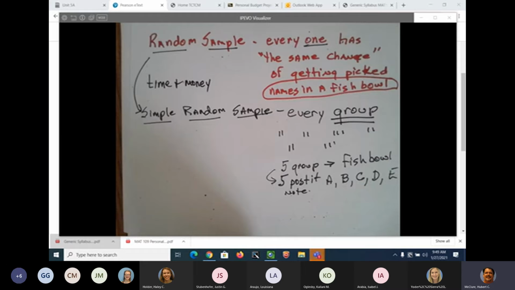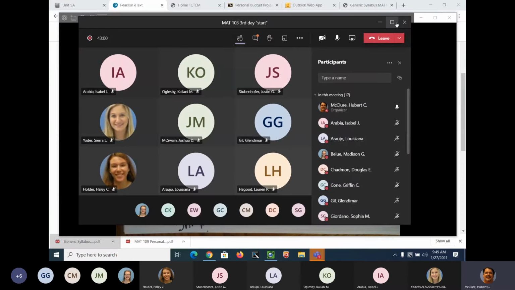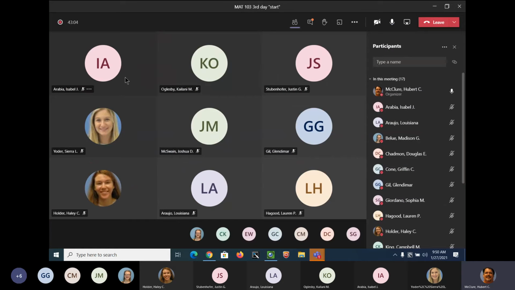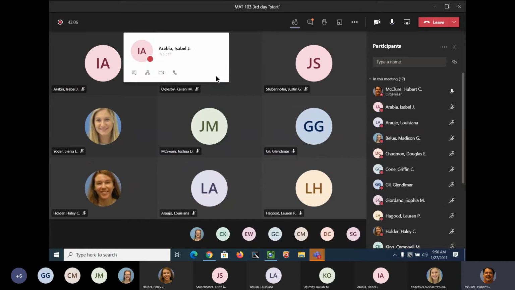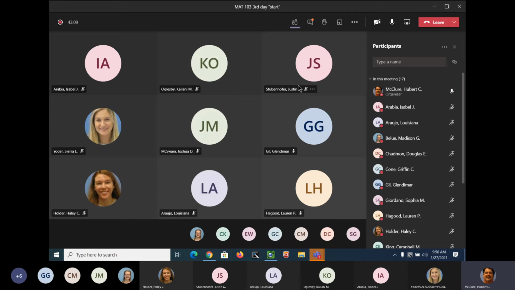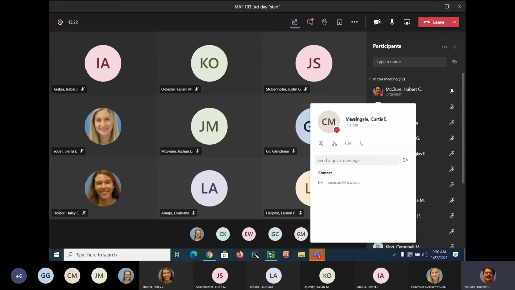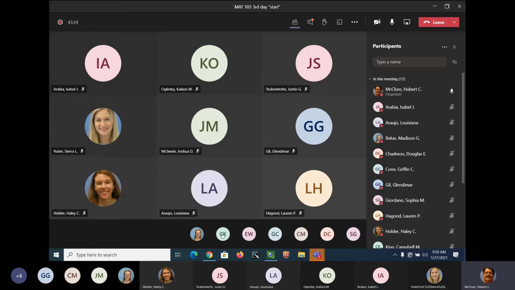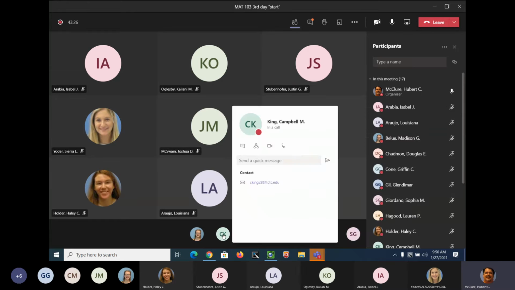All right, this is a systematic random sample. Let's bring the roster back in, and I pick every third person. So 1, 2, 3. Okay, Stubenhofer. 1, 2, 3. Gill. 1, 2, 3. Haygood. 1, 2, 3. Massengale. 1, 2, 3. King. Is everybody with me?